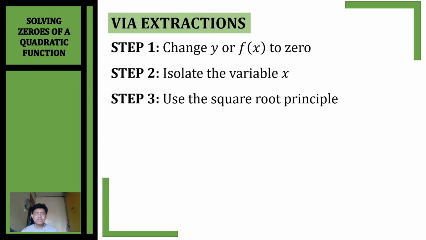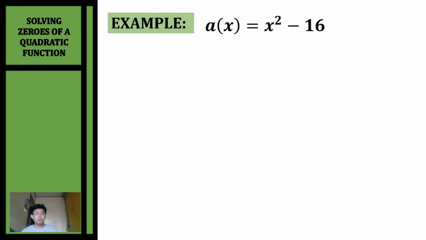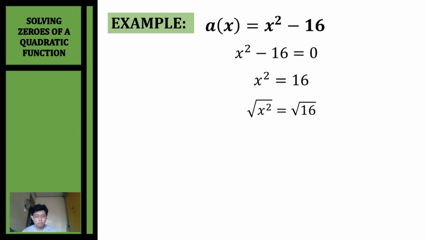So here are some examples in solving zeros of a quadratic function using extraction. Alright. For example, we're going to get the zeros of this function. The first step is for us to change our function notation to 0. Then, we isolate the variable x by transposing negative 16 to the other side of the equation. So we have x squared is equal to 16. Since we have our exponent, we need to use the square root property. So we get the square root of both sides.